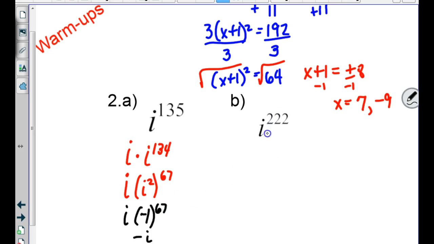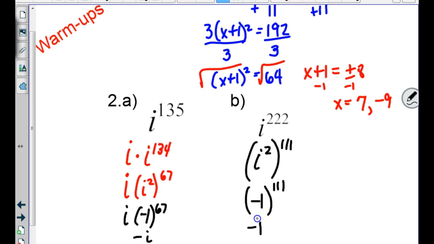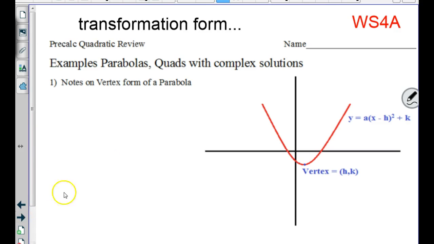Okay. This one is even, so we just have to divide by 2. And i squared is negative 1. Negative 1 to the 111 would be negative 1. Okay? Couple quick examples. Dominic, you lost? Okay. Again, if you don't like that, just watch the first 5 minutes of her video. She explained it differently. All right.